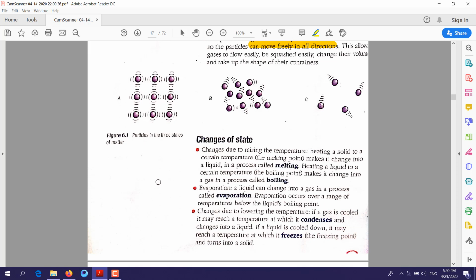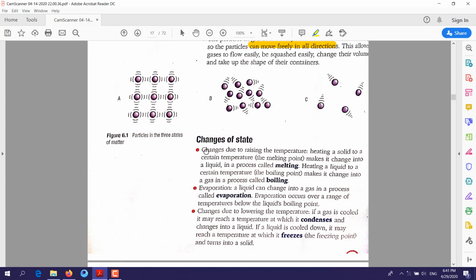Changes of state. Now we mentioned the three states of matter, but these three states of matter can change from one to another. For example, a solid can become liquid, and also it can become gas, and the opposite. So for this change in state of matter, we will have temperature. Temperature is the thing that will change these states of matter.